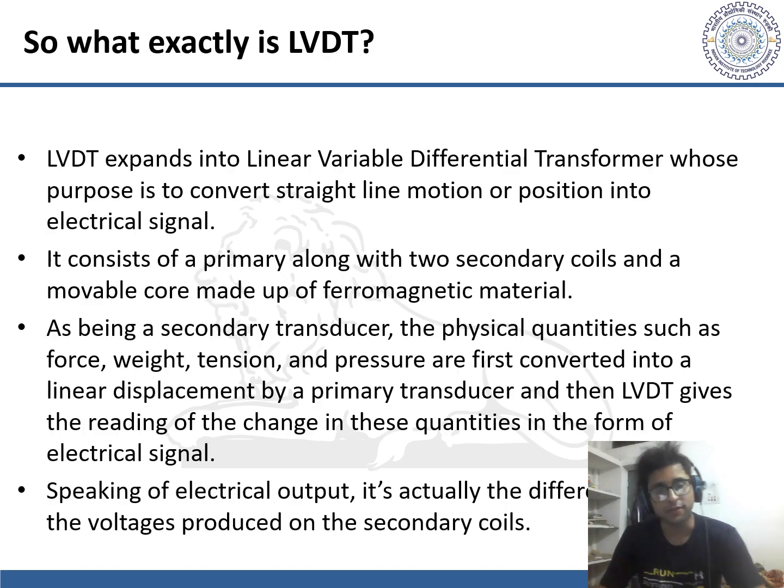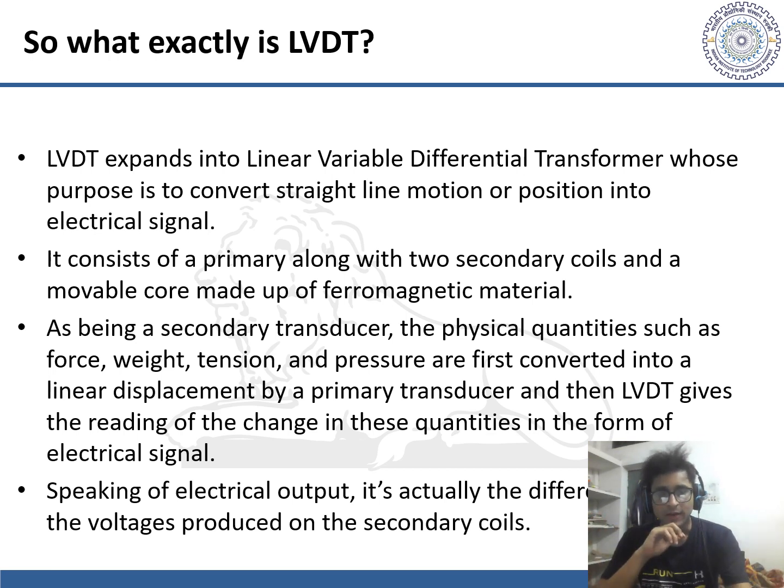So what exactly is LVDT? If we expand the meaning of LVDT, it converts into linear variable differential transformer, whose purpose is to convert a straight line motion or position into an electrical signal. The basic purpose of any transducer is to convert any physical change into an electrical signal, and so LVDT does the same. It converts straight line motion or the displacement of any rod or a moving core into an electrical signal to generate a meaningful outcome of that change in the variable.